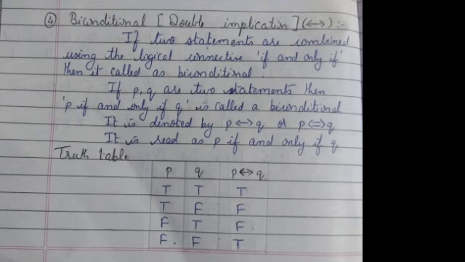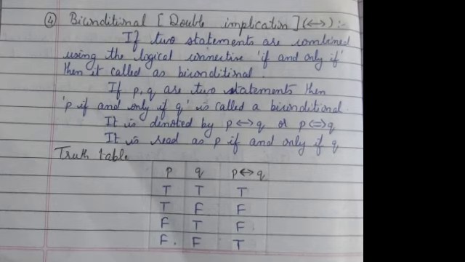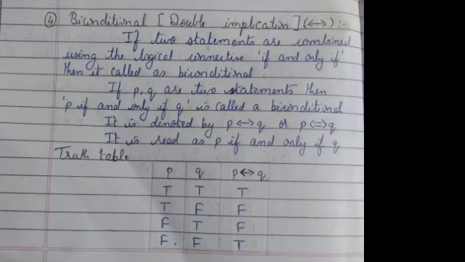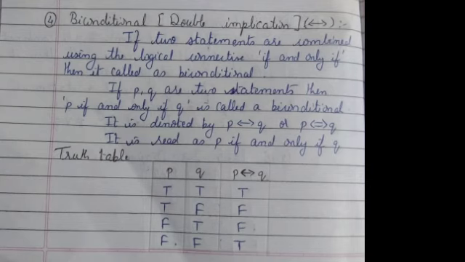Its notation is an arrow; on both sides we have to give an arrow. It is read as P if and only if Q. So if two statements are joined by using if and only if, that logical connective is known as biconditional.